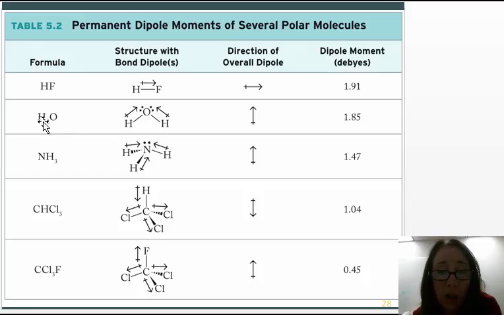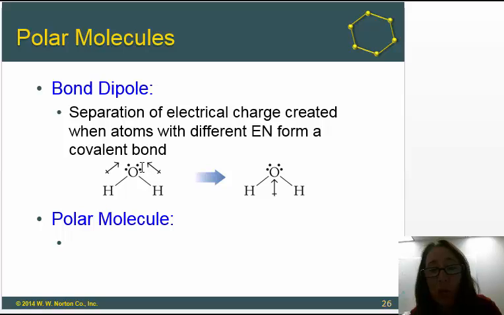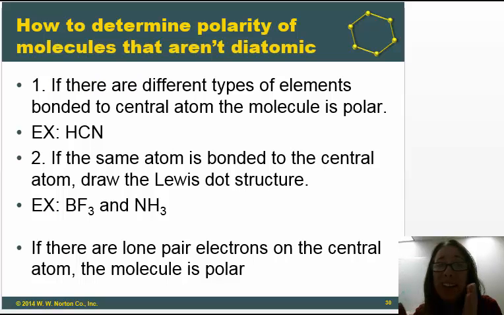If we look at oxygen, it has two of the same atoms bonded to it. How do we know that oxygen is not AX2? That has two of the same atom bonded to the central atom. Well, we have to draw out its Lewis dot structure. And when we do, we see there are lone pairs on the central atom. So hopefully this criteria will help you identify which molecules are polar and which are not. Good luck.